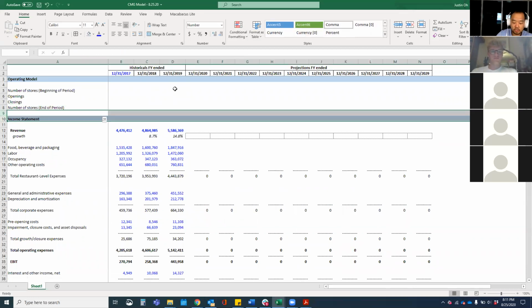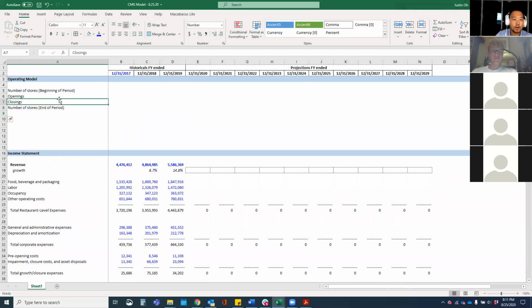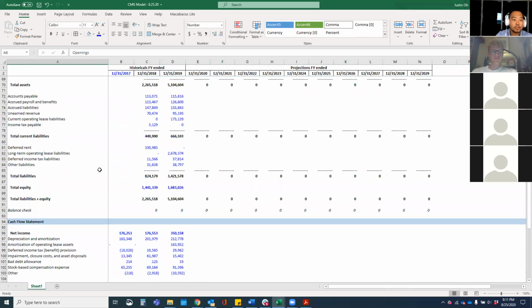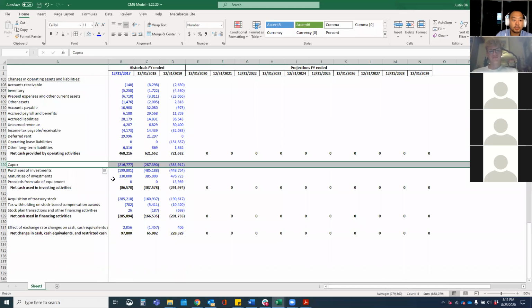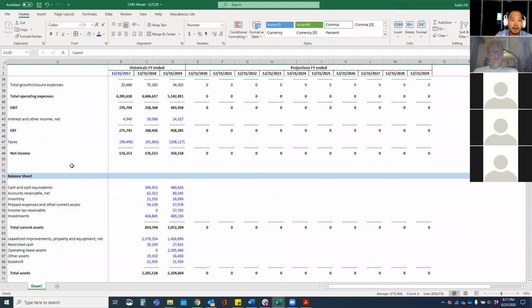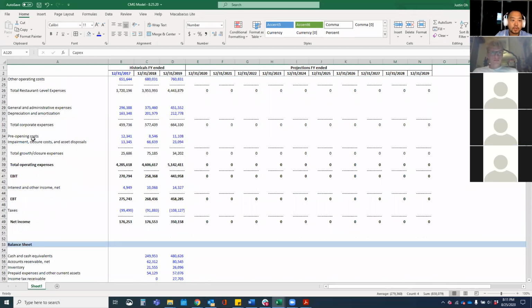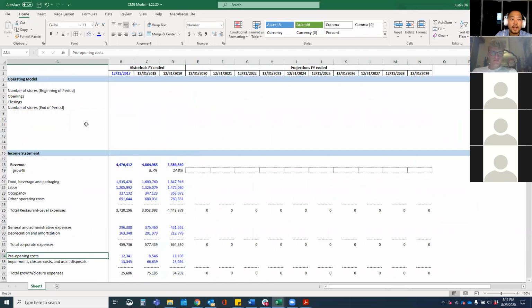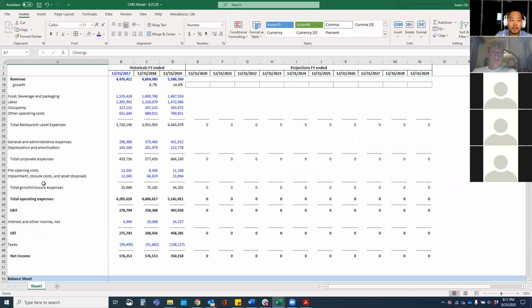And then for each new store, we can drive capital expenditures, because for new stores they have to go build out the classic Chipotle look and the stoves and all that stuff. For every new store, there will be pre-opening costs. And for every closure, there will be impairment and closure costs, right?